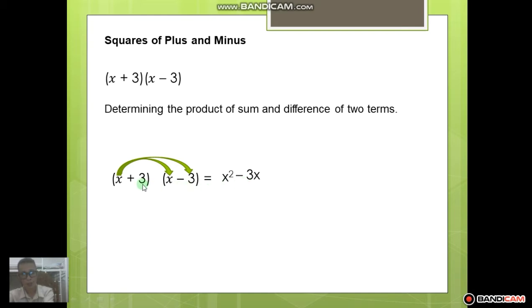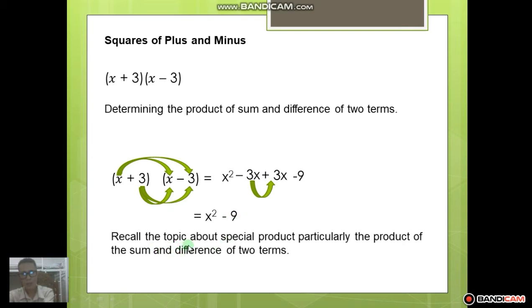Then we will do the same with the next term in the first binomial. Positive 3 times x, that is positive 3x. Then positive 3 times negative 3, that is negative 9. After doing so, we will combine similar terms. These are similar terms since they have the same numerical coefficient and different signs, that means this will become 0. So what will remain in this expression is x squared and negative 9.